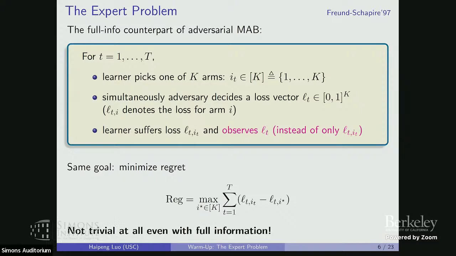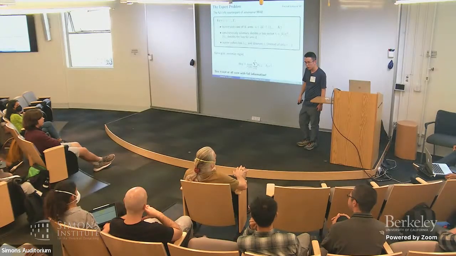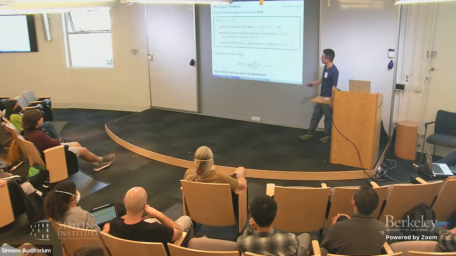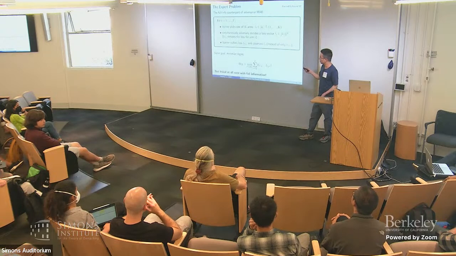But if you think about it, this is not trivial, even with full information, because the losses are changing over time. So how should I know which i_t to select? Yes, what does the adversary know? Good question, what knowledge does the adversary have? The adversary knows the algorithm, but not the randomness, and also everything before time t.